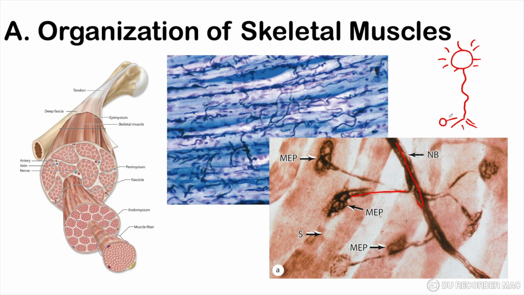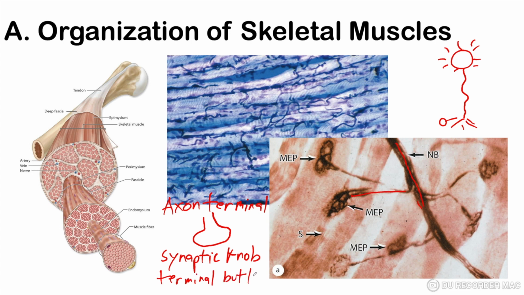So in that portion, if we zoom that in, it will look something like this. We will have what we call your axon terminal. This axon terminal, or sometimes you can call it synaptic knob, or sometimes people call it the terminal button, or sometimes terminal bouton. So all of those are referring to this portion right here.